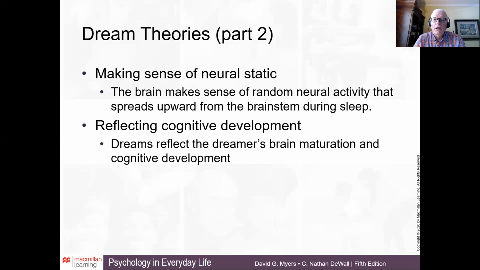Dreams may also be a way that our mind is trying to make sense of random neural activity that goes on in our brain when we're sleeping, spreading upward from the brainstem to the cortex during sleep. And as our brain develops and becomes more mature and we become more cognitively sophisticated, this may also be reflected in how we dream. So as you can see from these different theories of dreaming, one is not better than another. These are just different ways of thinking about dreaming.